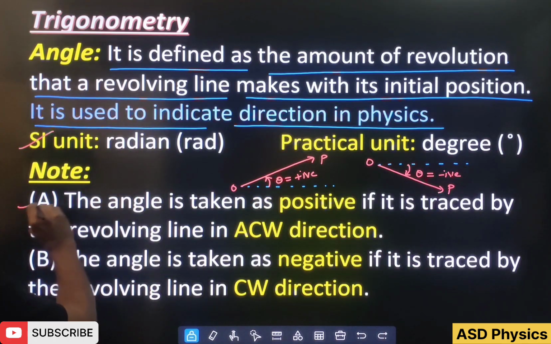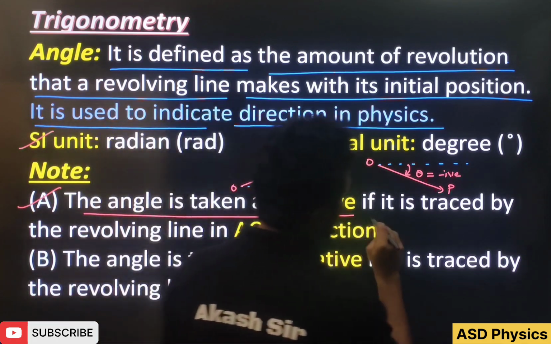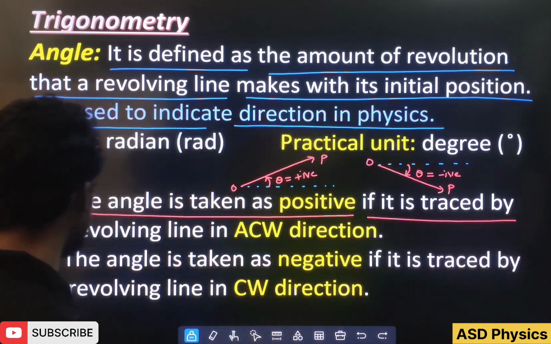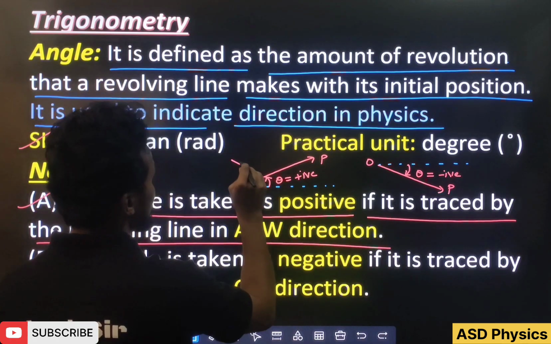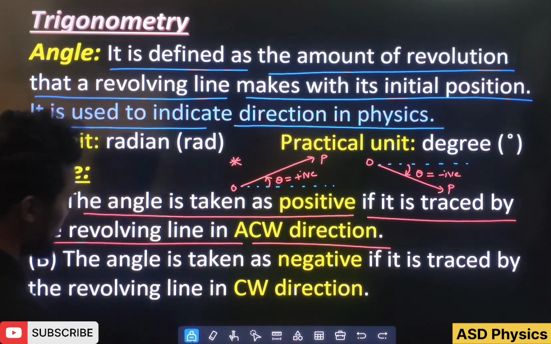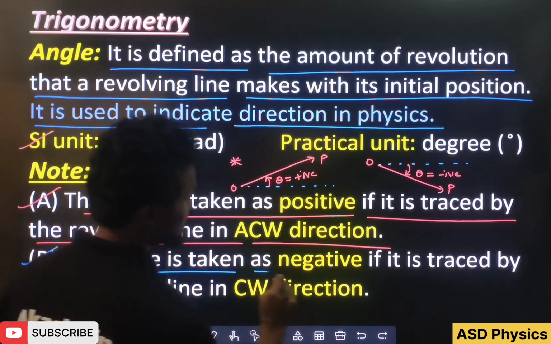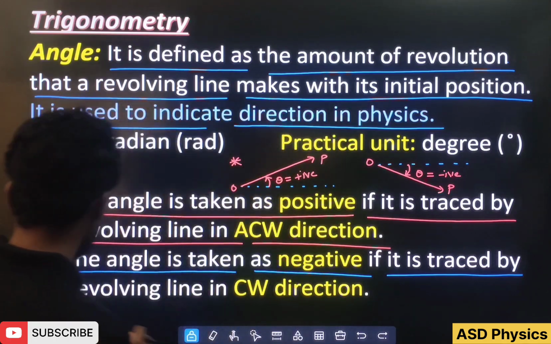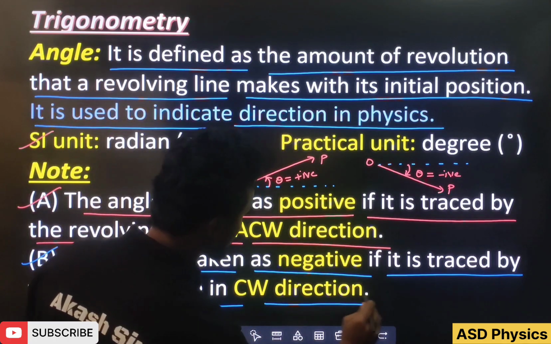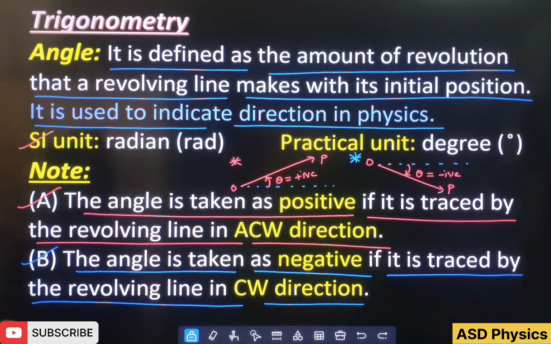As I have told you, the angle is taken as positive if it is traced by the revolving line in anti-clockwise direction, as we have seen here. Similarly, the second point: the angle is taken as negative if it is traced by the revolving line in clockwise direction. And that we have taken here, students. I hope you have seen all these things very well.